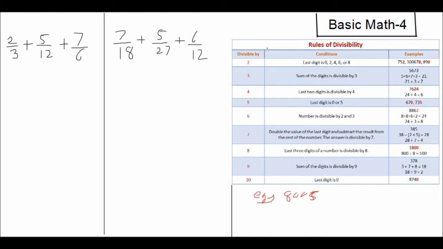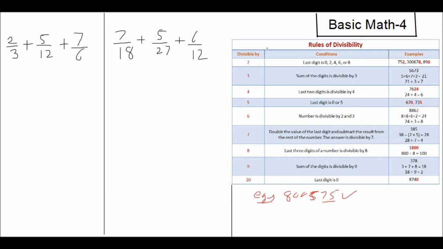One more test is there, 25. You may write down the test. If the last two digits of a number are 0 or divisible by 25, then the number is directly divisible by 25. For example, suppose we say that 800575575. See, last two digits are divisible by 25. Therefore, the whole number is directly divisible by 25.